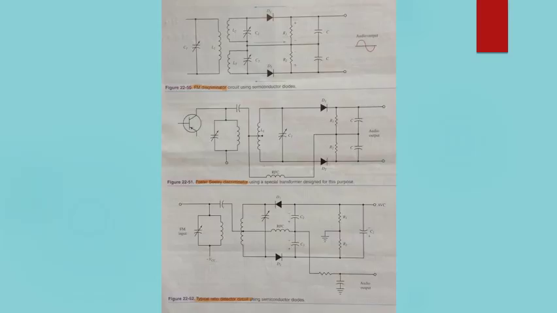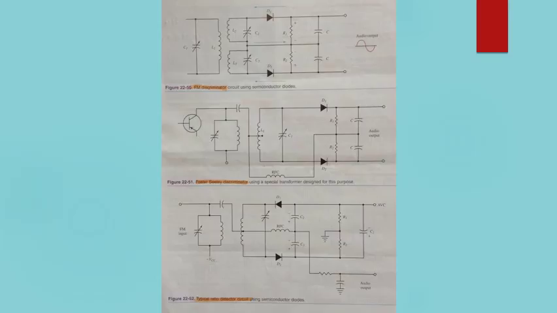The discriminator in figure 22-51 is a circuit encountered in some FM receivers. L1 and C1 are tuned to center frequency. At frequencies above resonance, the tuned circuit becomes more inductive. At frequencies below resonance, the circuit becomes more capacitive. The out-of-phase conditions produce voltages that determine which diode will conduct. The output is an audio wave.